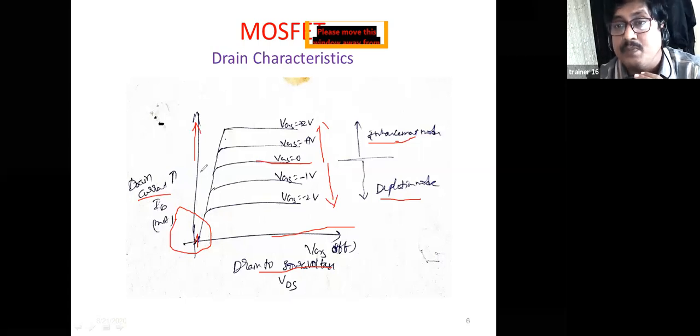It's a very, very important expected question in JNTU Kakinada, MOSFET compulsory question. So you better put a star.